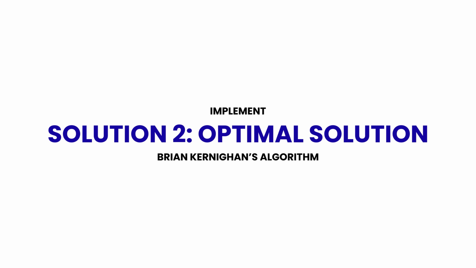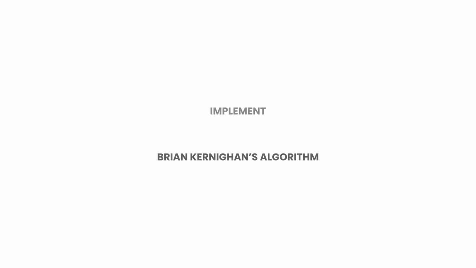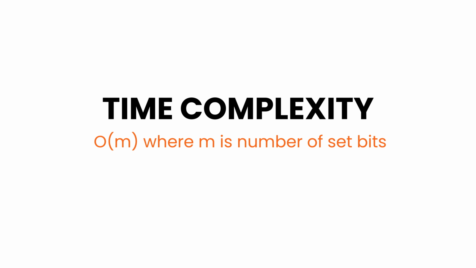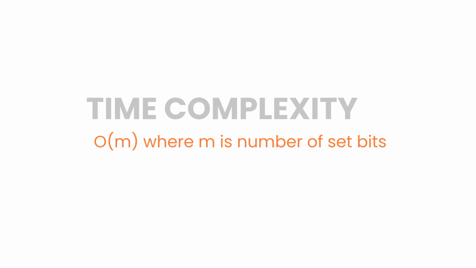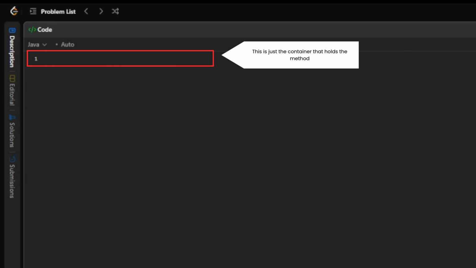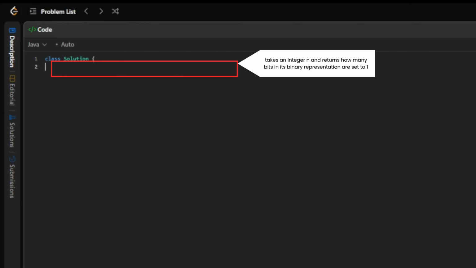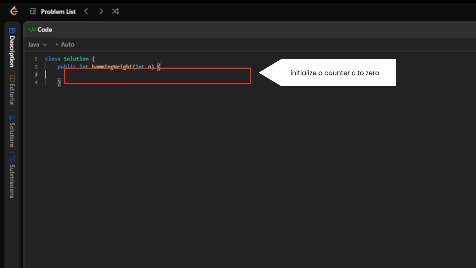Now let's try another implementation approach using solution 2. We begin by defining the solution class, the container that will hold our optimized method for counting the number of 1 bits in a number. This method, hammingWeight, takes an integer n and returns how many bits in its binary representation are set to 1. Here we initialize a counter c to 0. This will track how many 1 bits we find as we process the number.